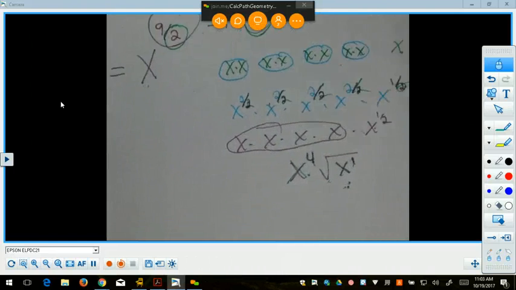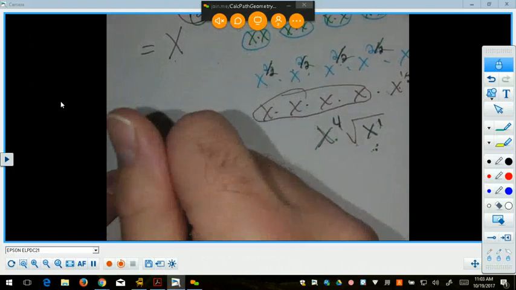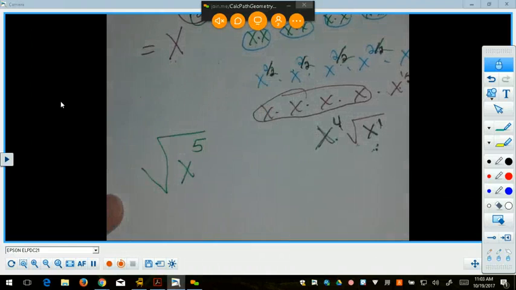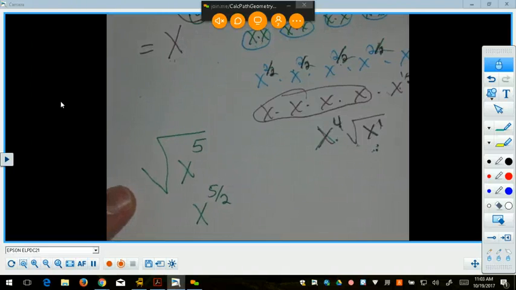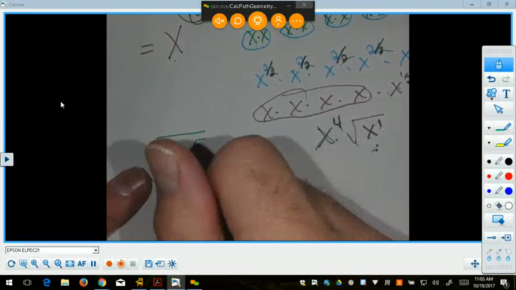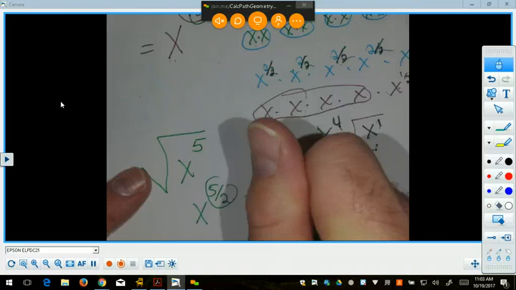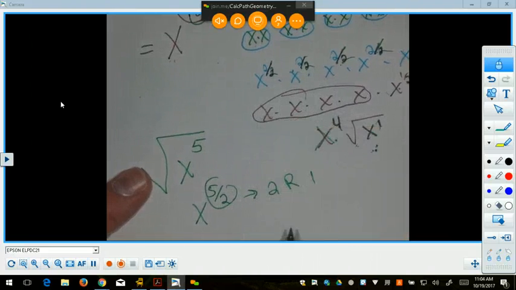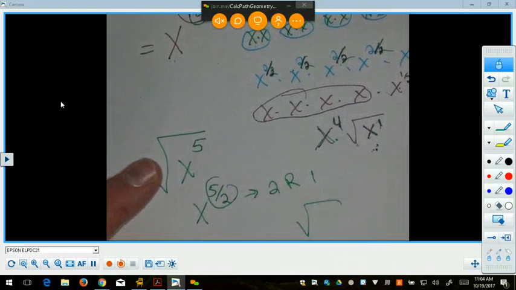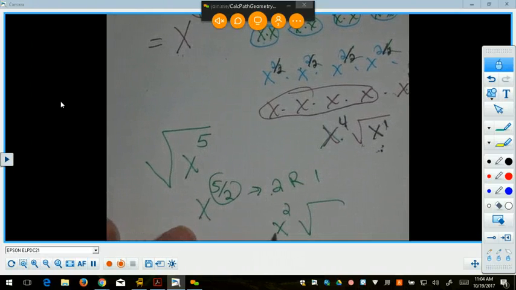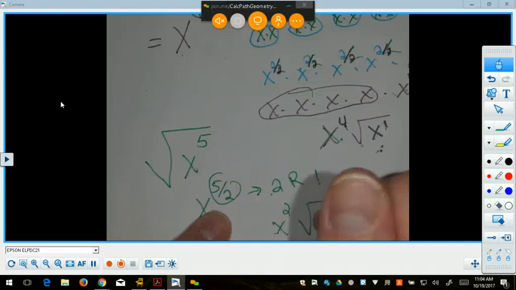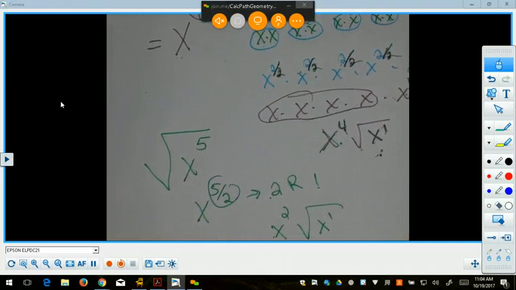So the idea behind this is if I told you to do the square root of x to the 5th, well, that's x to the 5/2, right? How many times does 2 go into 5? 2 with a remainder of 1. So guess what I'm going to have outside my radical? X squared. I'm going to have 2 factors of x escape and 1 remain under the radical.